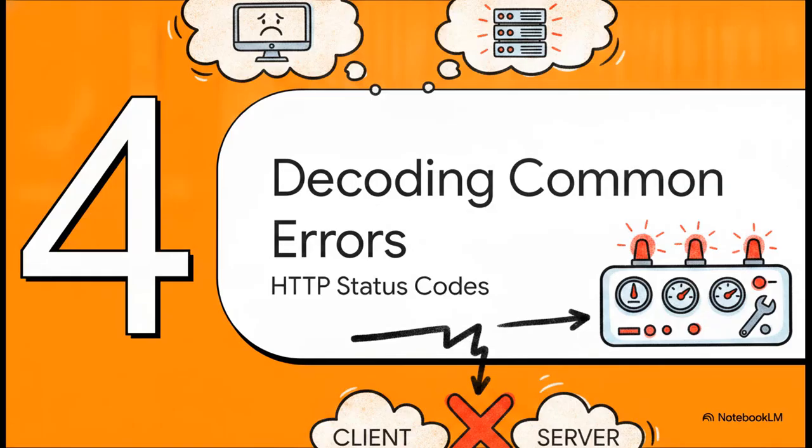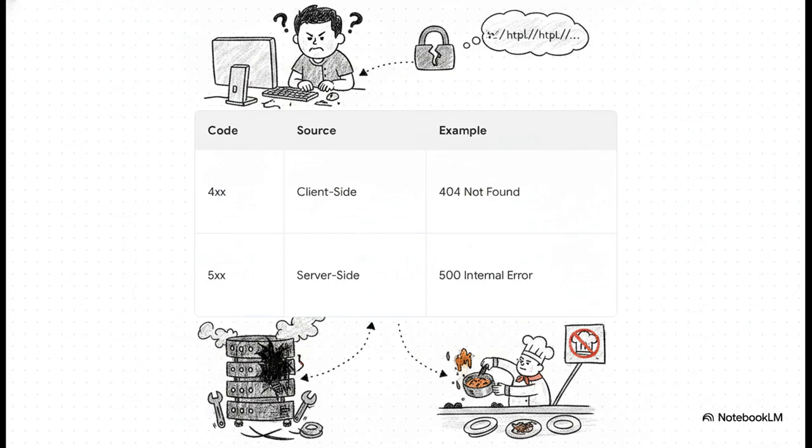All right, Section 4. Decoding common website errors, HTTP status codes. So, what happens when things go wrong and the dashboard warning lights flash? Well, the server shoots back a 3-digit HTTP status code. The absolute easiest way to decode them is to just look at that first number. A 400-level error, a 4XX, is a client-side error.